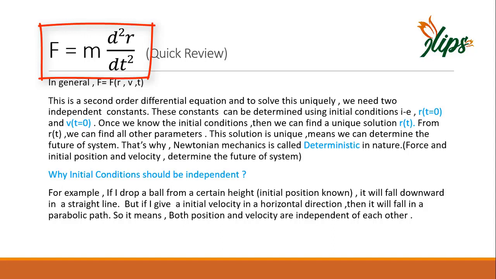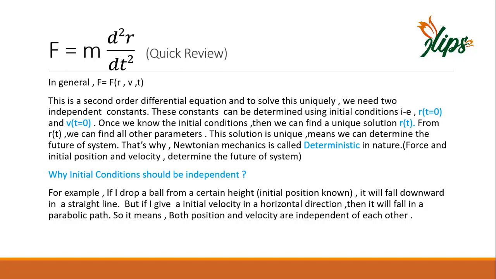Once we know the initial conditions, then we can find a unique solution r of t. From r of t, we can find all other parameters. So this solution is unique, which means we can determine the future of the system. That's why Newtonian mechanics is called deterministic in nature. To summarize, the force and initial position and velocity determine the future of the system. It means that if I know the force and these two initial conditions, then I can solve the above equation, and from that solution I can find everything which I need.